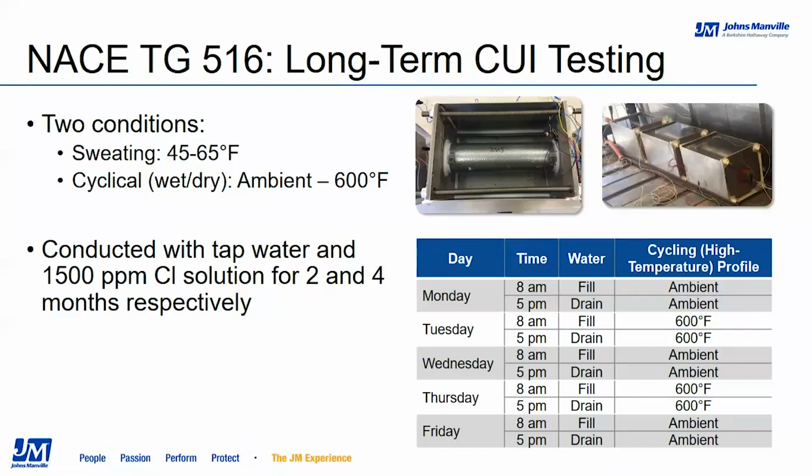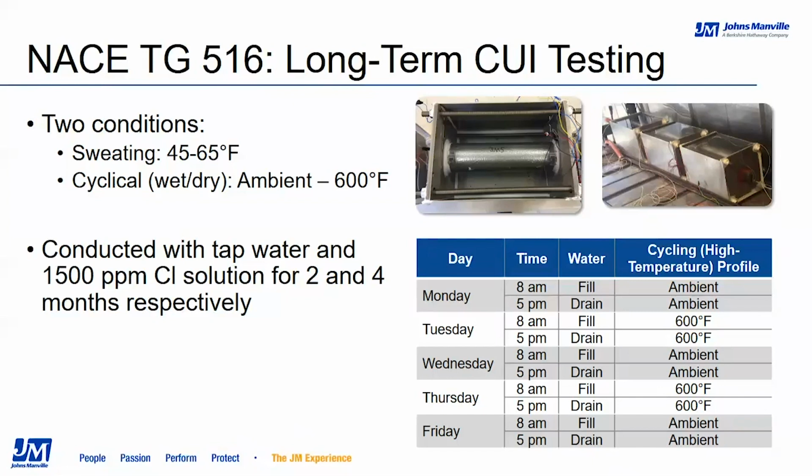So NACE TG 516 tested fully insulated and jacketed pipe assemblies in highly corrosive conditions for 6 months. Each assembly was insulated with either InsulThin HT or Silica aerogel and jacketed and then exposed to one of two conditions. The first were sweating conditions. They kept the assemblies wet at 45 to 65 degrees for 6 months. The second conditions were cycling conditions, and these were conditions where the insulation was cycled between ambient temperatures and 600 degrees Fahrenheit.